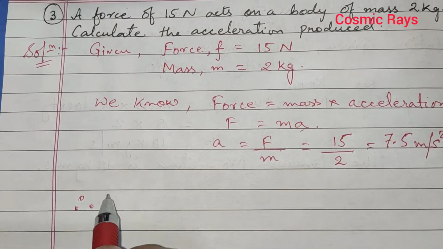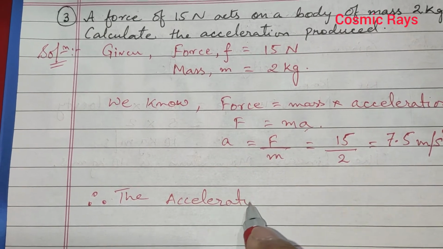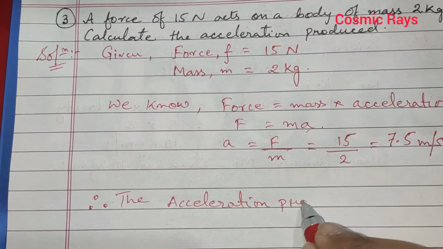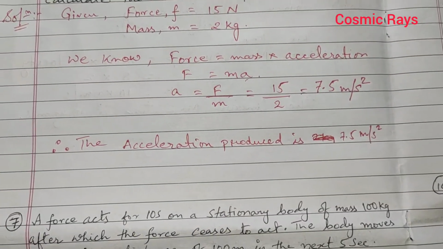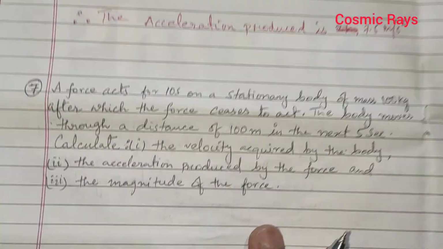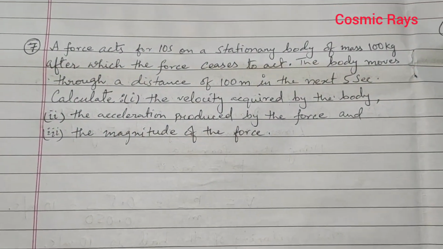So therefore the acceleration produced is 7.5 meter per second square. After this, there are similar questions which you can use the same equations and find out the answer.